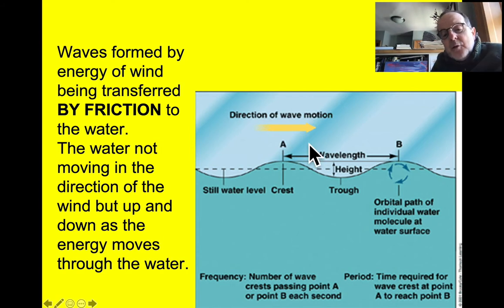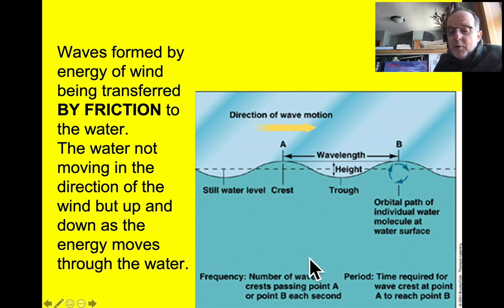As we had with electromagnetic energy, we then have a crest of a wave. We have the wavelength between two ocean waves, and we have this trough, this area where the energy has sunk down. Here you see the orbital path of individual water molecules at the surface, around and around and around. The frequency of ocean waves or lake waves is the number of wave crests passing a point in a given amount of time, a second.